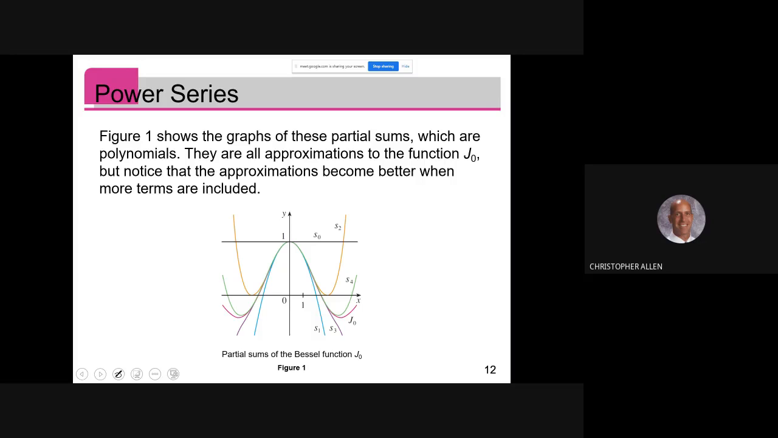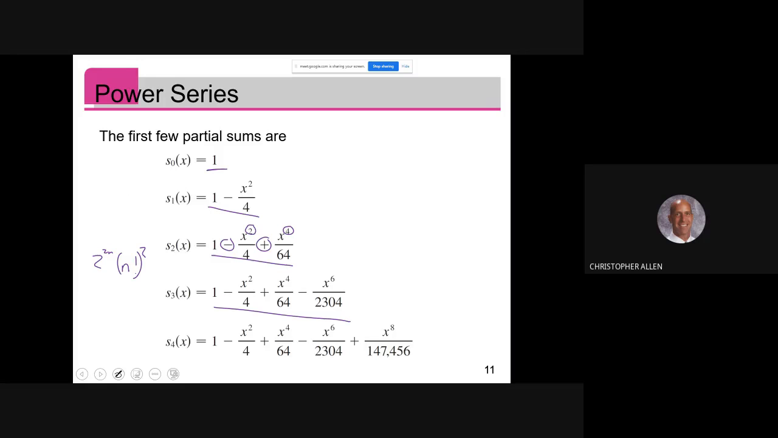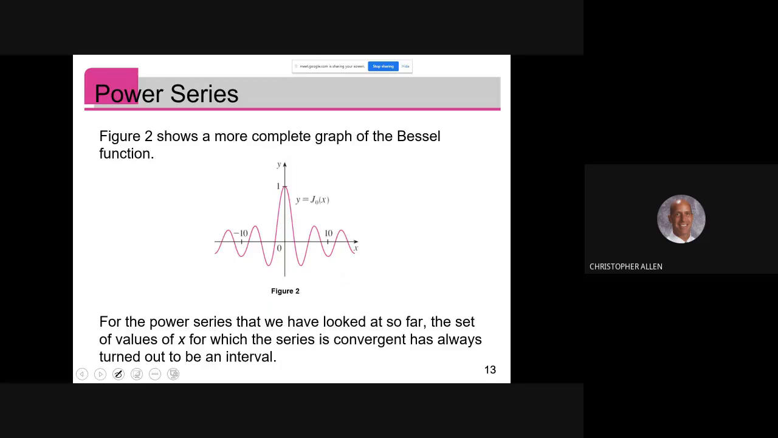Here's the graph of the Bessel function. Here's some of those partial sums. So here's S naught, that's just 1. And then if we keep adding more and more terms, and if you want to think of these as, like last week when we talked about the Maclaurin polynomials, we get this. Now here's a more accurate graph of the Bessel function.